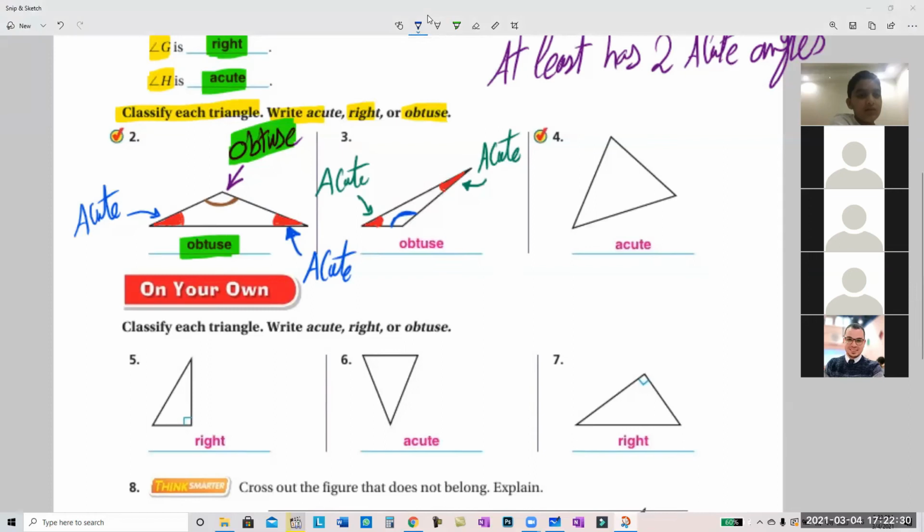Okay, wait. Okay, unmute yourself again, please. It's obtuse. Great. So this is obtuse. So we have 2 acute angles and 1 obtuse angle.